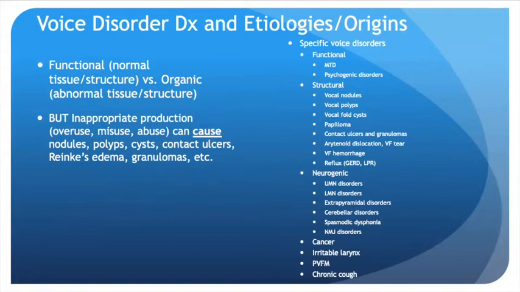Well, as I mentioned previously, functional disorders have normal tissue and structure. Organic voice disorders have abnormal tissue structure. But inappropriate production, that is overuse, misuse, and abuse, can cause structural problems. So nodules, polyps, cysts, contact ulcers, etc. Just because the patient is using the voice incorrectly, that doesn't mean it necessarily has to be just a functional disorder. That functional disorder can then cause a structural or an organic problem as well.